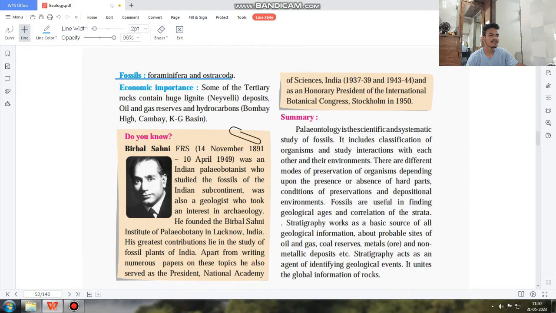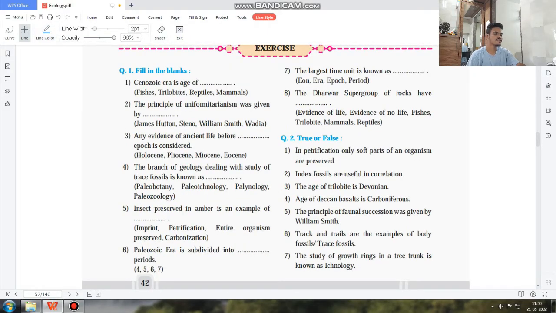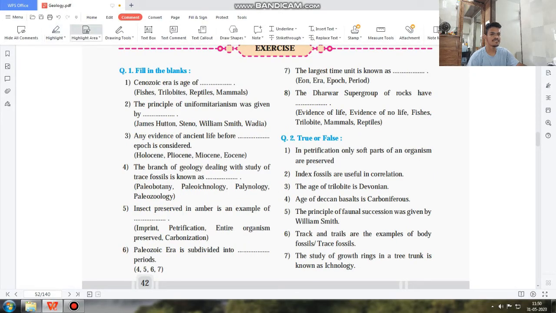Fossils, Foraminifera to Ostracoda. Names are a little bit tough to remember, but you have to remember. Oil and gas reservoirs are the main thing found. Lignite is also used. Rocks such as lignite are found. This is a summary you can read. So basically, I'm just giving you this quickly.